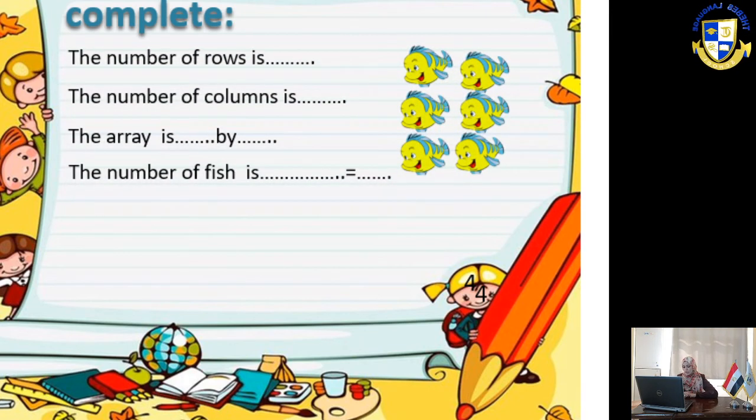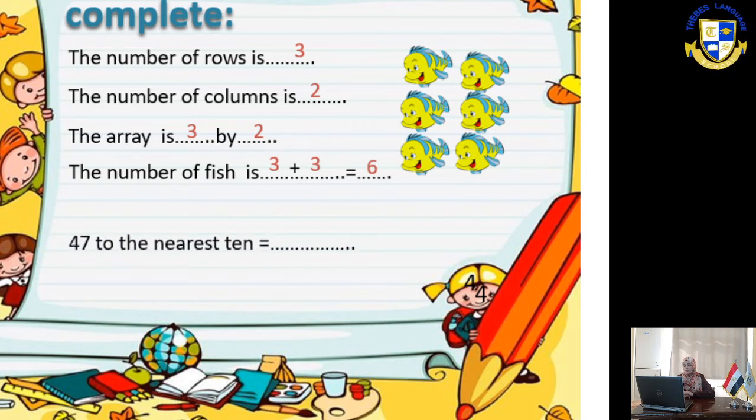You have a shape. Fish, you have 3 rows and 2 columns. He is asking the number of rows. Count the rows. 1, 2, 3. 3 rows. Count the columns. 1, 2. This array is 3 by 2. The number of fish is, how many fish can you see? 2 plus 2 plus 2 equals 6.